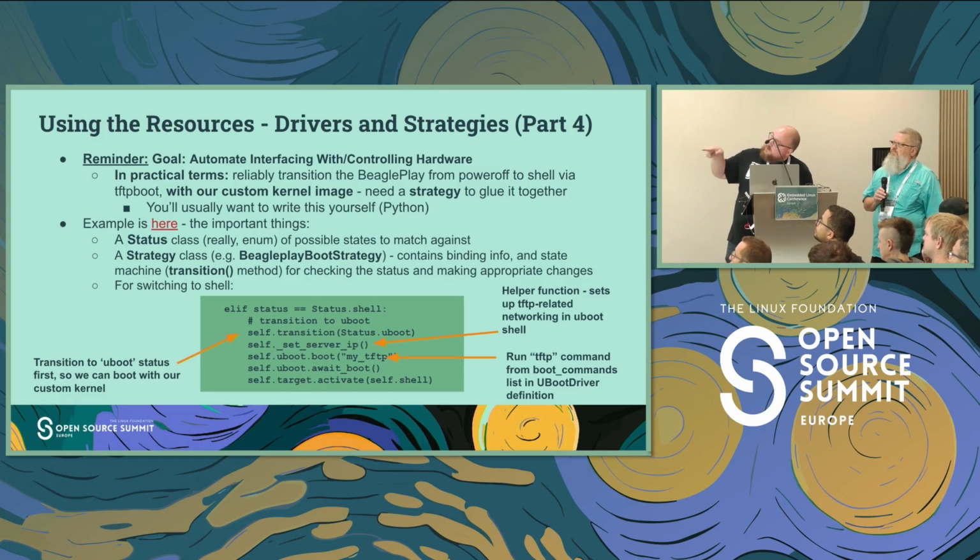And I've just got an example of that where I'm transitioning to the shell. You can see I'm actually telling it to boot into another status, the U-Boot, so break into the U-Boot shell, and then do the server setup and the TFTP boot, and then wait for the shell to come up.